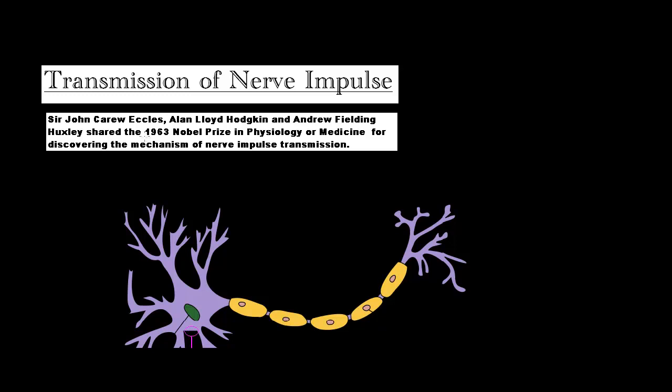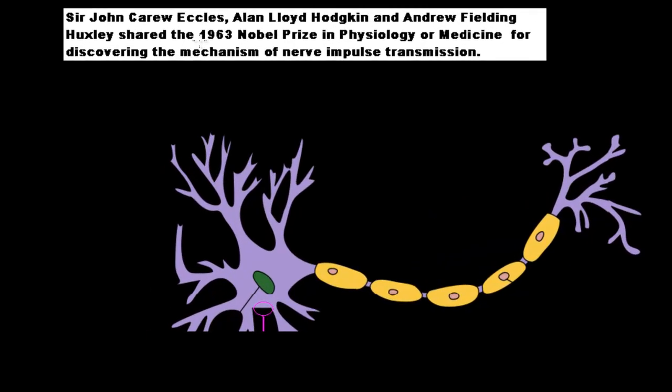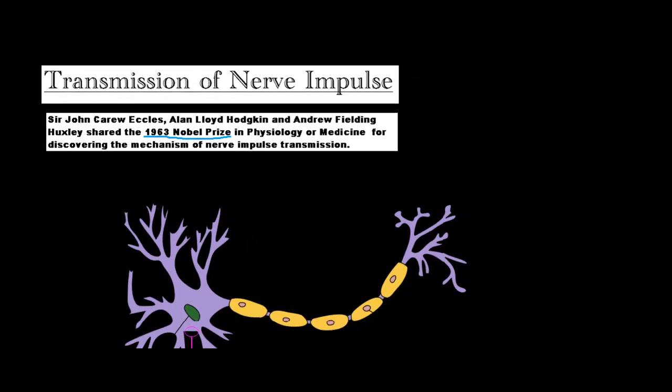This presentation will throw light on the propagation of a nerve impulse along the axon of a neuron. John Carew Eccles, Alan Hodgkin, and Andrew Huxley shared the 1963 Nobel Prize for discovering the mechanism of nerve impulse transmission.